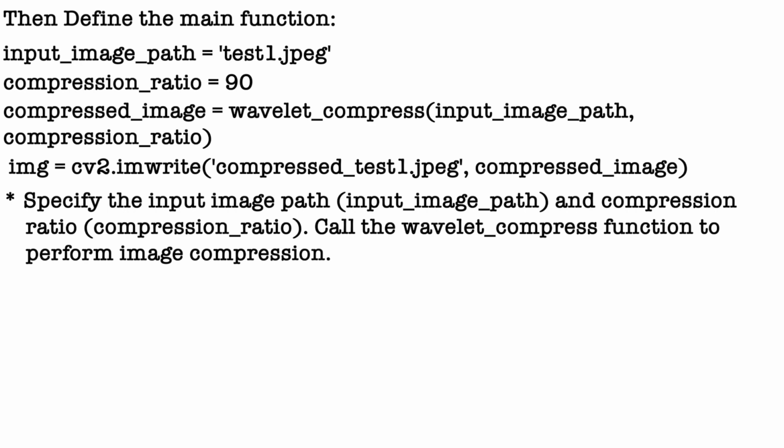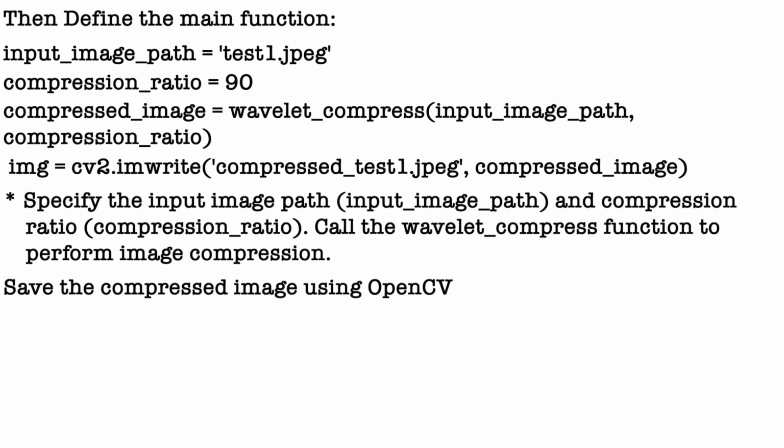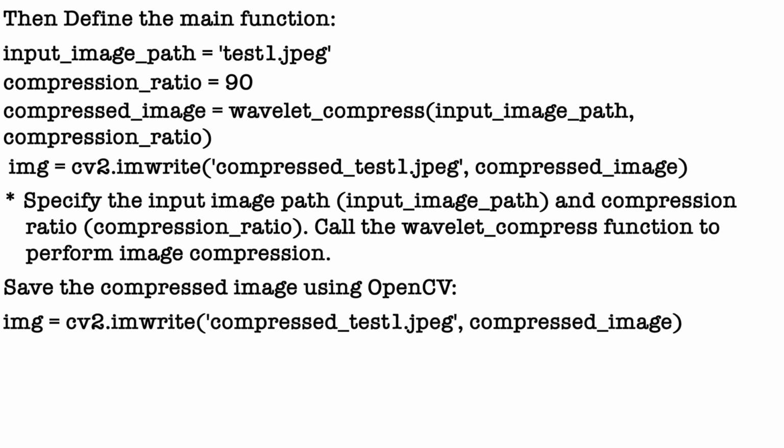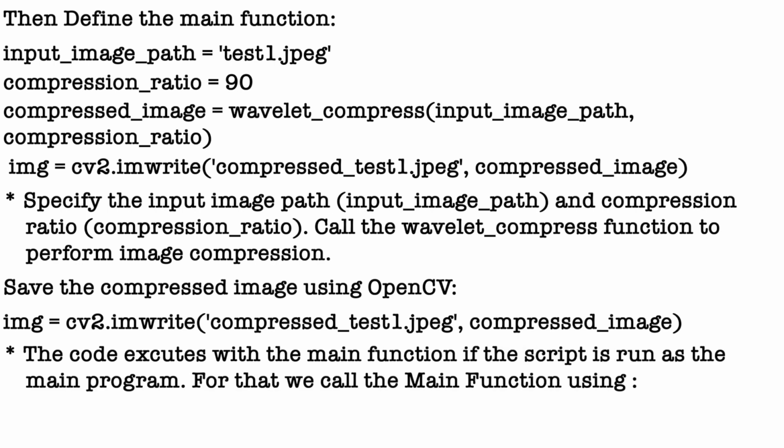It calls the wavelet_compress_image function to perform the image compression and save the compressed image using OpenCV. For this, we type cv2.imwrite, the first parameter is compressed_test1.jpg, comma compressed_image. The code executes within the main function if the script is run as the main program. For that, we can call the main program using the main method.